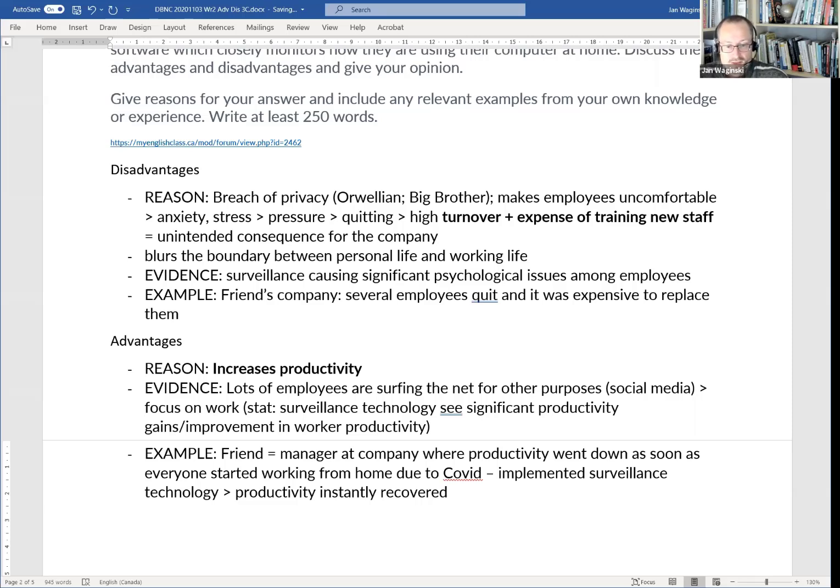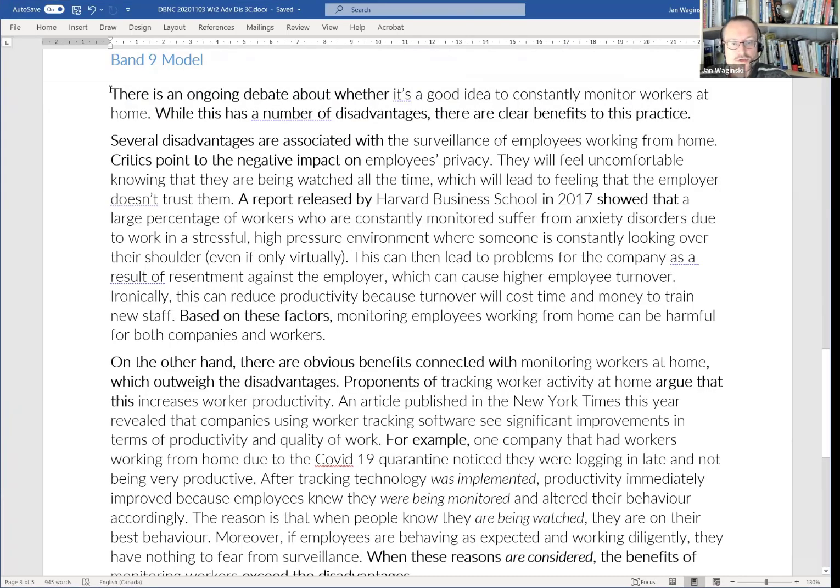Mhm. Okay, I think we have more than enough ideas. Let's look at a model. There's an ongoing debate about whether it's a good idea to constantly monitor workers at home. While this has a number of disadvantages, there are clear benefits to this practice. Okay, let's have a look at this introductory paragraph. You ought to memorize this starter. There's an ongoing debate about whether, and just fill in the blank. It's a good idea to constantly monitor workers at home.